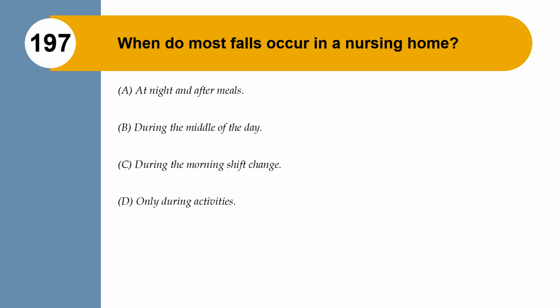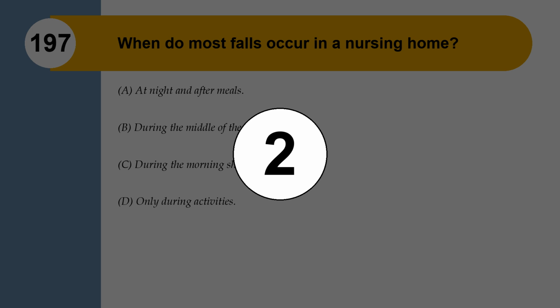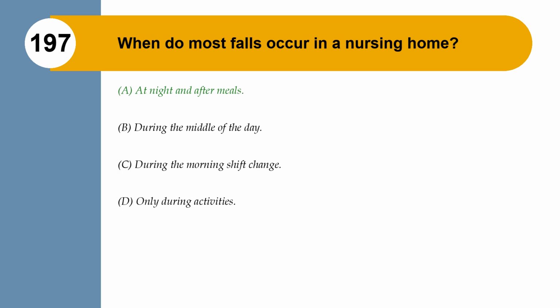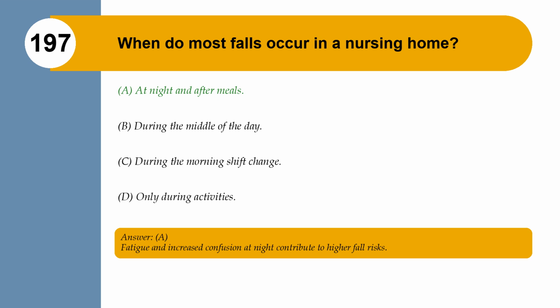Question 197. When do most falls occur in a nursing home? Option A, at night and after meals. Option B, during the middle of the day. Option C, during the morning shift change. Option D, only during activities. The correct answer is option A, at night and after meals. Explanation: fatigue and increased confusion at night contribute to higher fall risks.